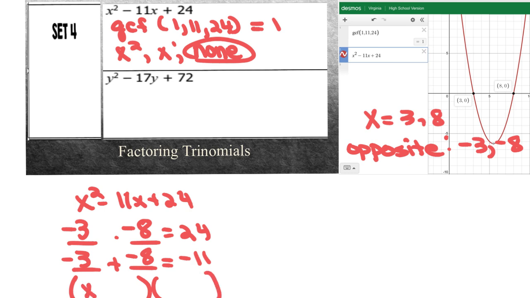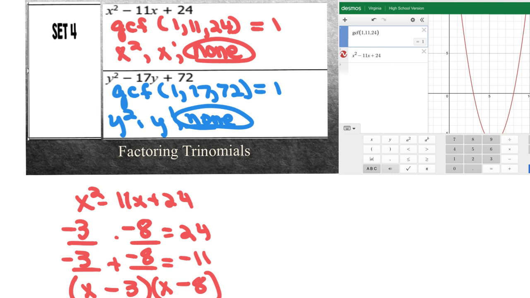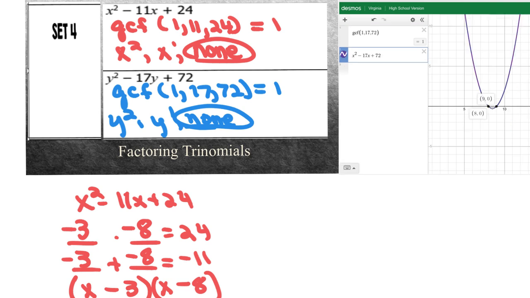To get x squared, it is x times x. I'm using negative 3 and negative 8. So my answer is x minus 3 times x minus 8. All right, next example, we have y to the second minus 17y plus 72.